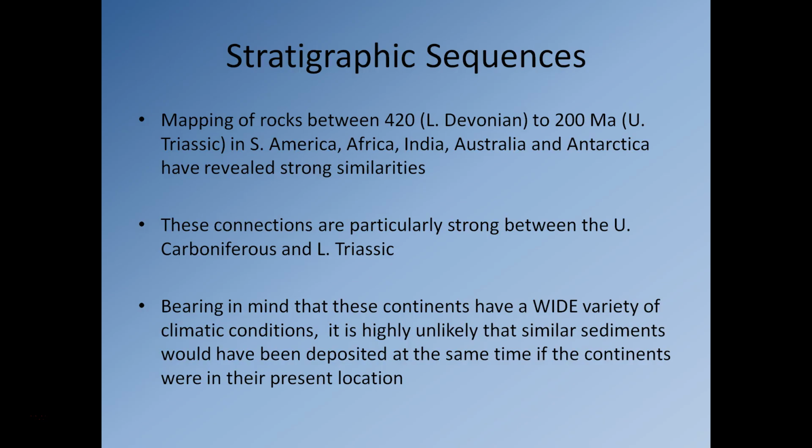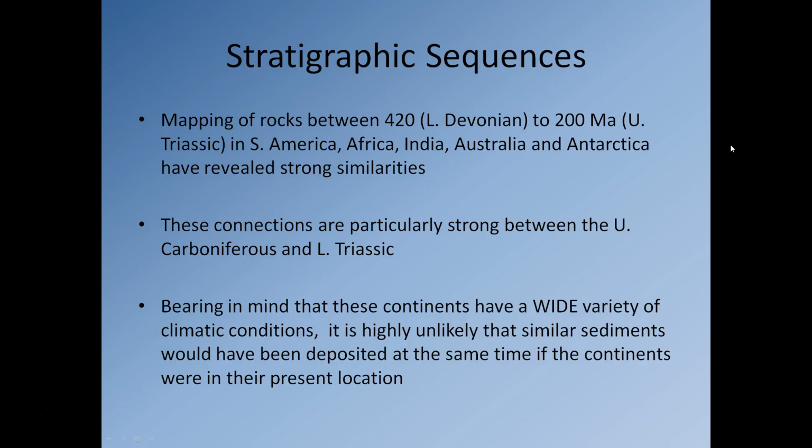So then we have the stratigraphic sequences. If we map rocks on the southern continents, so that's South America, Africa, India, Australia and Antarctica, and we look at rocks between 420 million years ago, that's the lower Devonian, and 200 million years ago, that's the upper Triassic, we see that these sequences of rocks have a very strong set of similarities. And these connections are particularly strong between the upper Carboniferous and the lower Triassic.